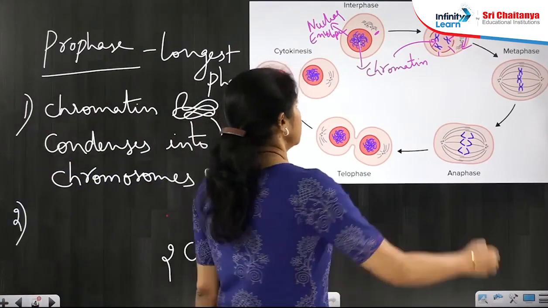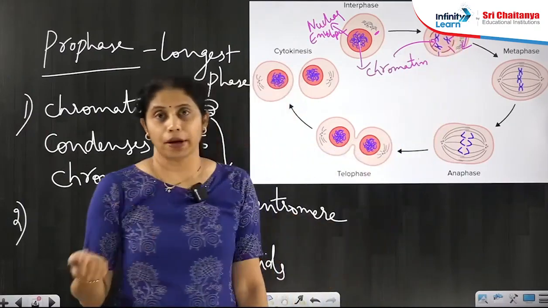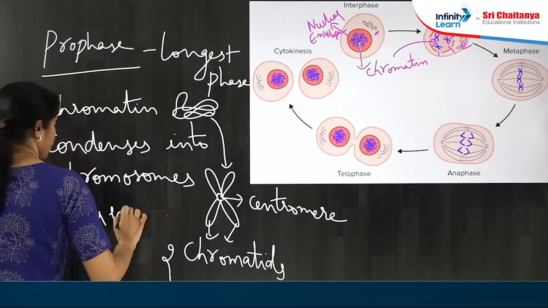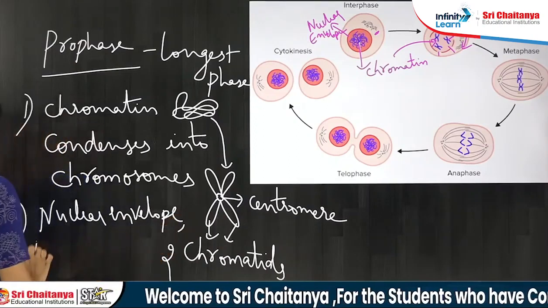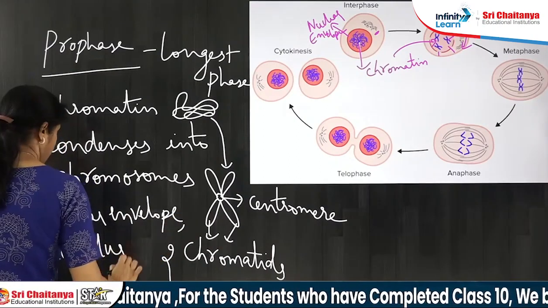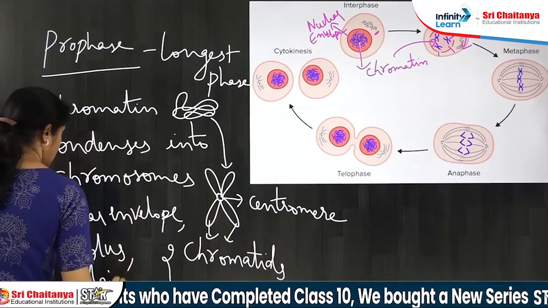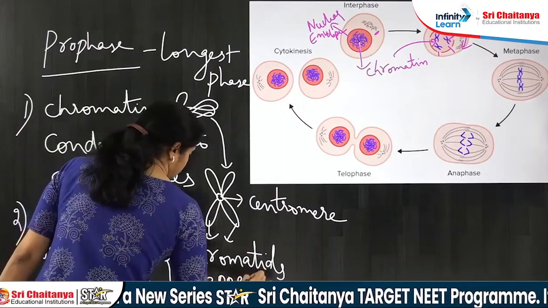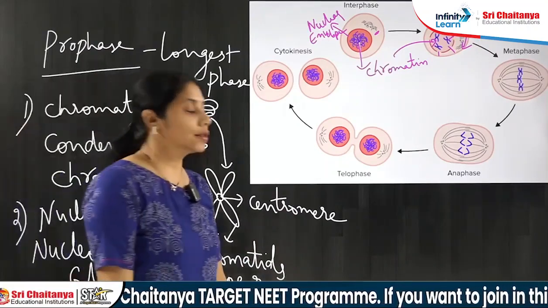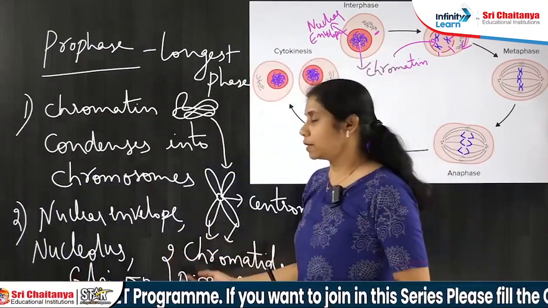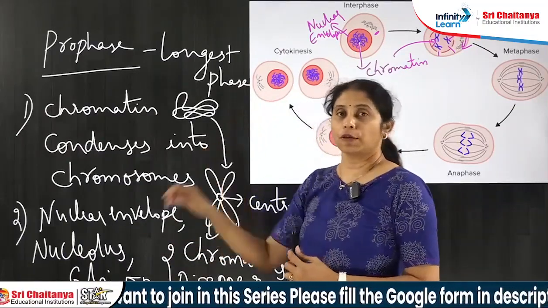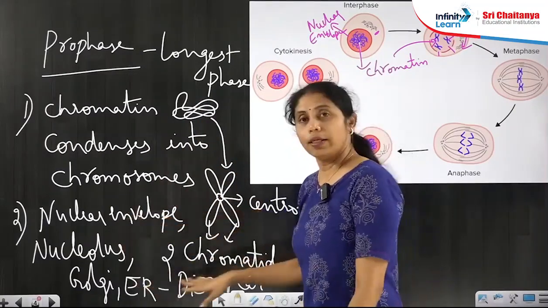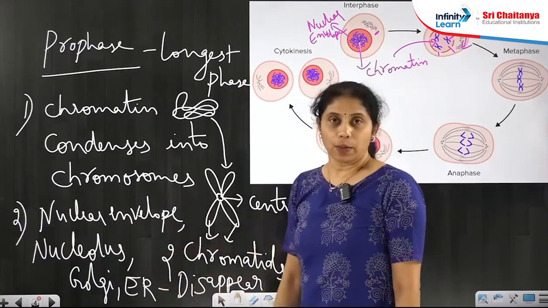After this, what you have seen here is the nuclear envelope is disappearing. So, nuclear envelope, then nucleolus, Golgi, ER disappear. The cell organelles like Golgi apparatus, ER, nucleolus, which is the amembranous structure of the nucleus, and the nuclear envelope, which has two membranes, outer nuclear membrane and inner nuclear membrane, all these four disappear. That is the next event.